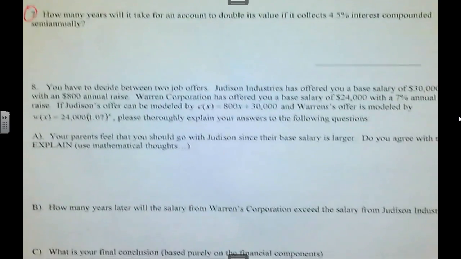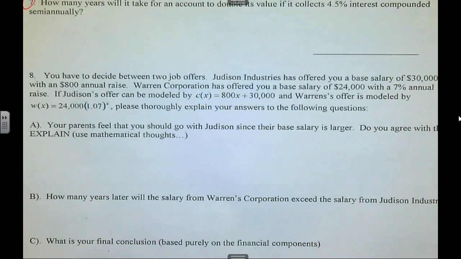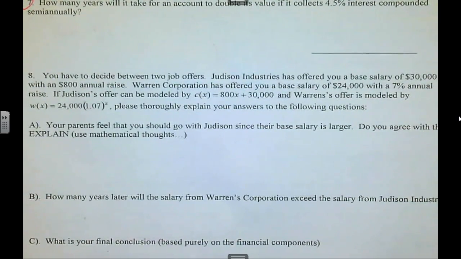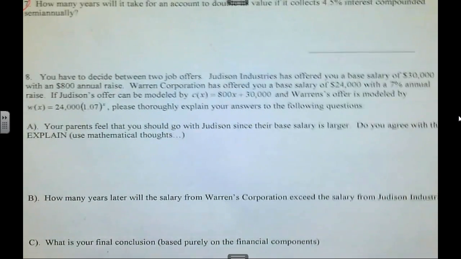Well, these are the ones that are on your standardized test. Your parents feel that you should go with Judison since their base salary is larger. Do you agree with this? Explain. Use mathematical thoughts. Okay, so what do you think you should do?